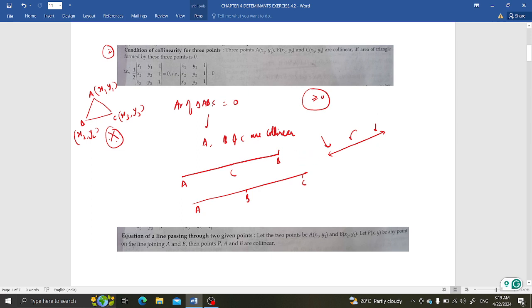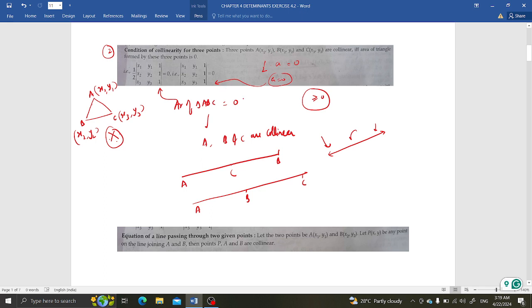So here the area of the triangle has to be 0. Area of triangle has to be 0 means this part has to be 0. Now we observe that 1 by 2 and this determinant will represent some scalar value. So here we have 1 by 2 into, I'll assume this is A, equal to 0. 1 by 2 can't be 0, so this A has to be 0. If this A has to be 0, then this determinant has to be 0. If the determinant is 0, then we say that the 3 points are collinear.